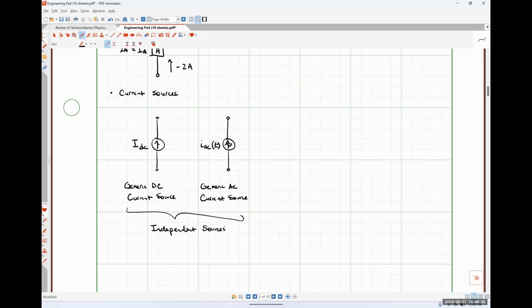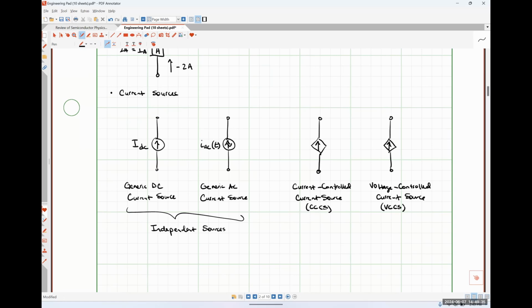We are also going to have 2 different dependent current sources, much like we had for our voltage sources. Very similar symbol. We have a rhombus or a diamond shape letting us know that we have a dependent source, and now we're going to have an arrow, which is letting us know that that's a current source. Over here, let's take care of the current controlled current source first, CCCS. And over here on the right, we will have a voltage controlled current source, or VCCS.